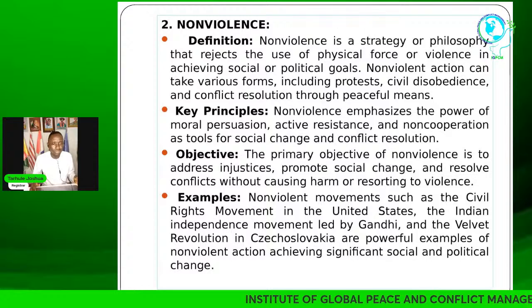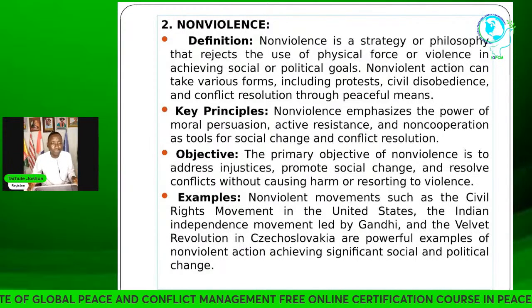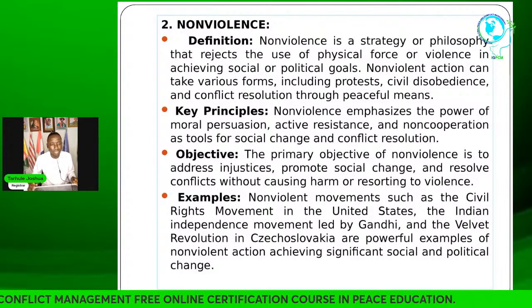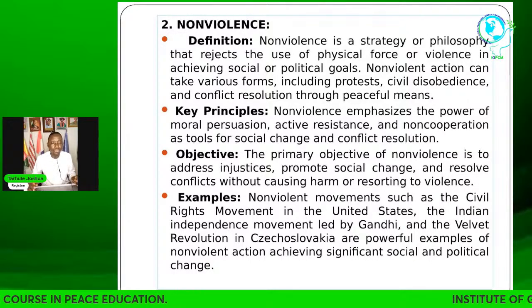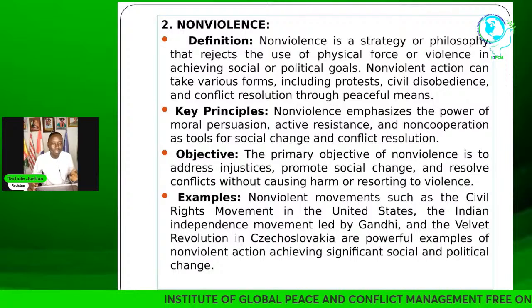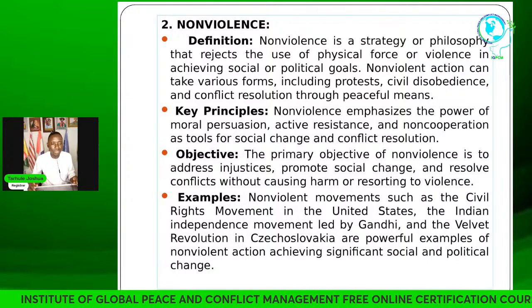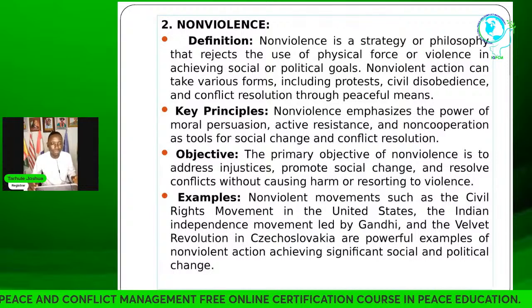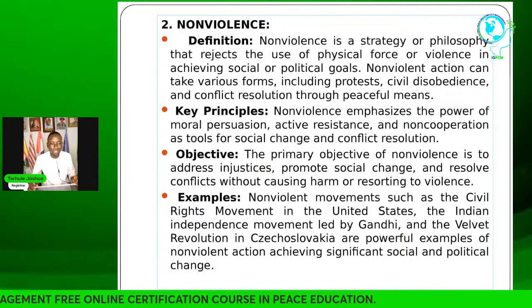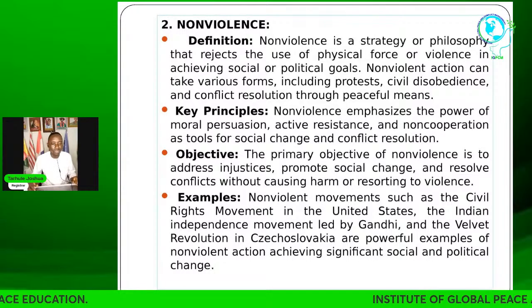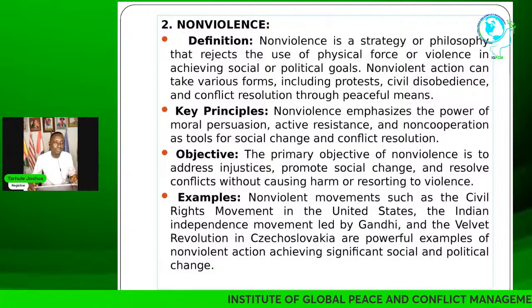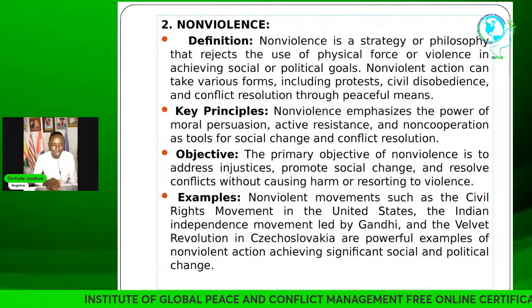So we have people that create change, not necessarily by going to the street to fight. They just go and stand in one place. Popular figures, they refuse to go home until a change takes place. All right? So the primary objectives of non-violence are to address injustice, promote social change, and resolve conflict without causing harm or resorting to violence. That's the objectives of non-violence. So what are the examples? We have non-violent movements such as the civil rights movement in the United States, the Indian independence movement led by Gandhi, and the Velvet Revolution in Czechoslovakia, which are powerful examples of non-violence.